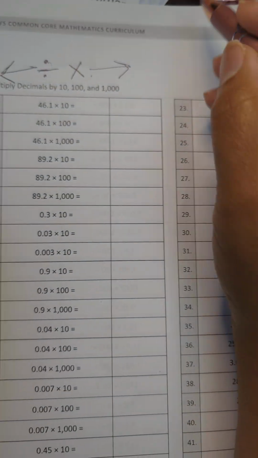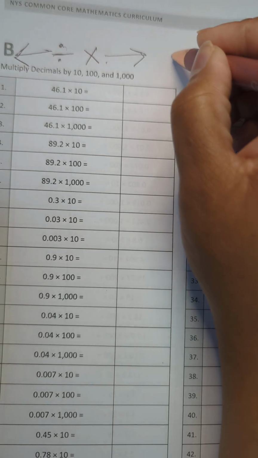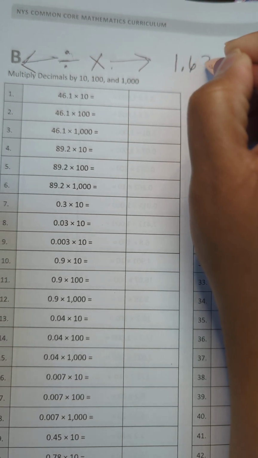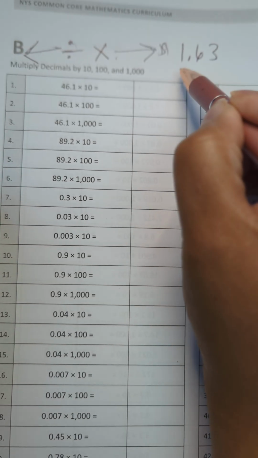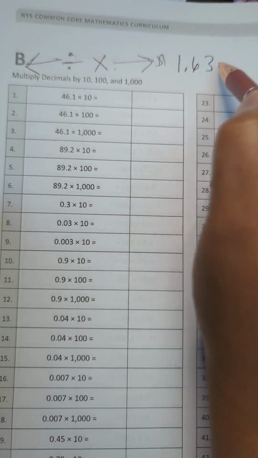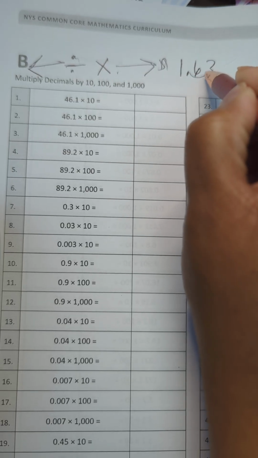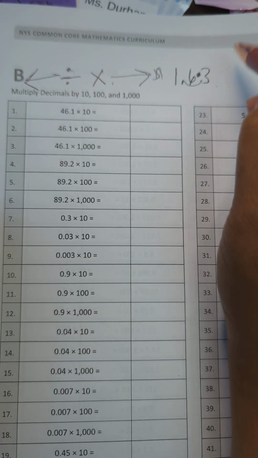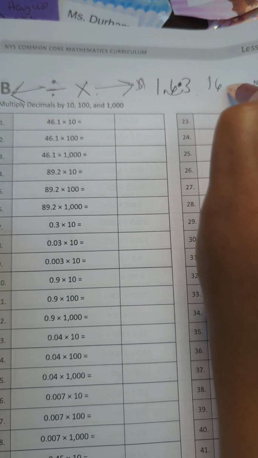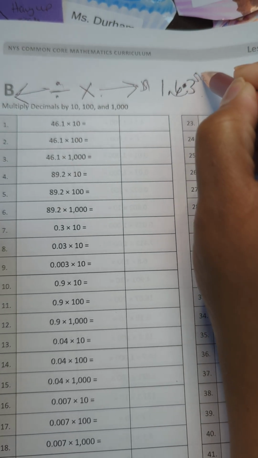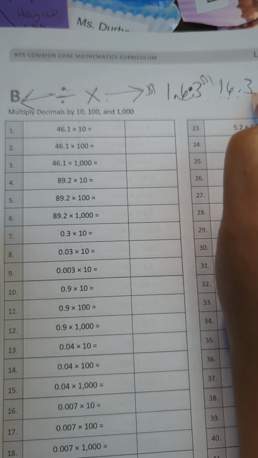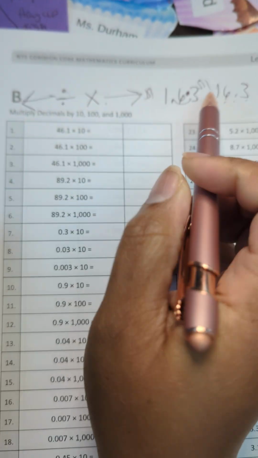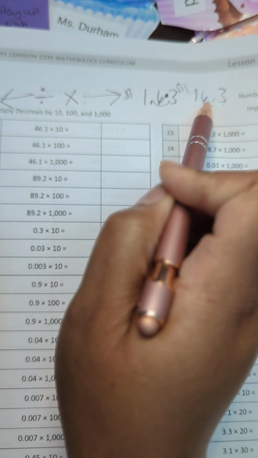For some people who need it a different way, let's talk about this number, 1.63. If you think about it as dollars, this would be $1.63. But if I move my decimal to the right, the number is now 16.3. In dollars, this number is $16.30. We multiplied, moved our decimal to the right, and the number became bigger.